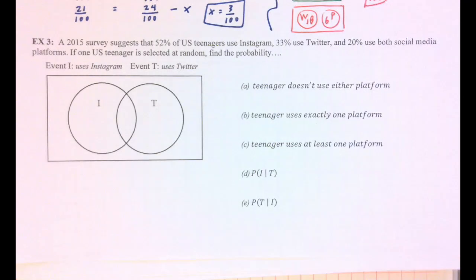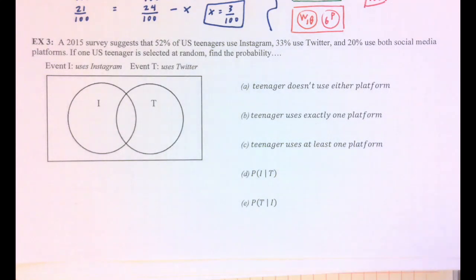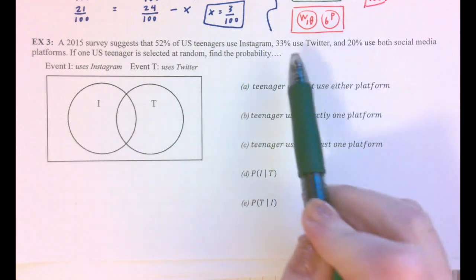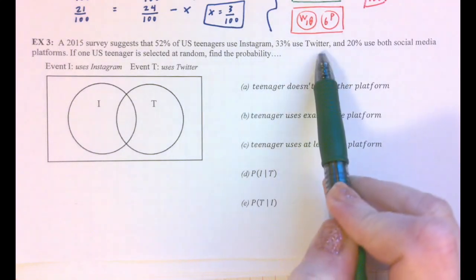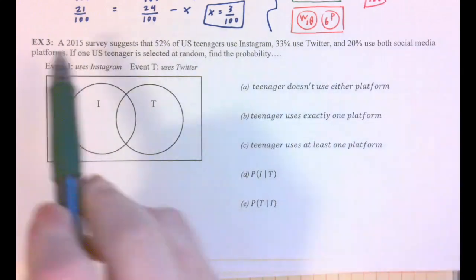So here we have a survey from 2015 that suggests that 52% of US teenagers use Instagram, 33% use Twitter or X, 20% use both social media platforms.